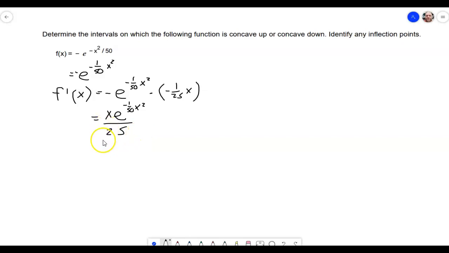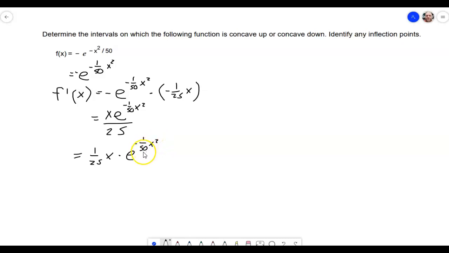Now I'm going to apply the product rule in order to solve this next one. So let's first rewrite this. A little bit easier to write it like this: 1 over 25x times, and then I can multiply that by e to the -1 over 50 x squared.